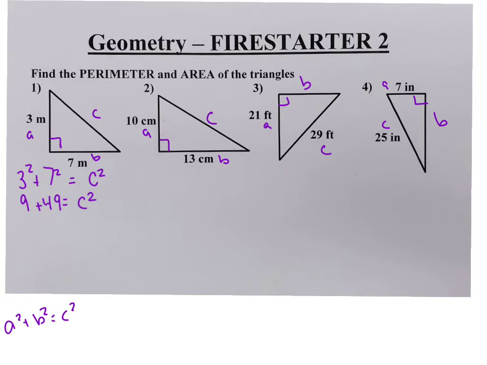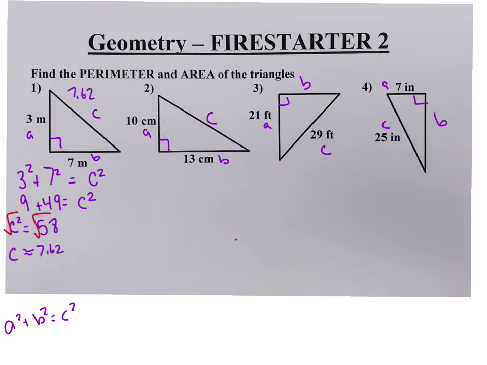So now I end up with 49 and 9 is 58. So c squared is 58. And remember, if I want to get that, I'm going to have to square root it to figure out c. So c is actually going to be the square root of 58, which is 7.62. We'll say c is about 7.62.